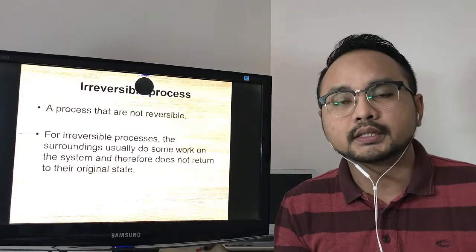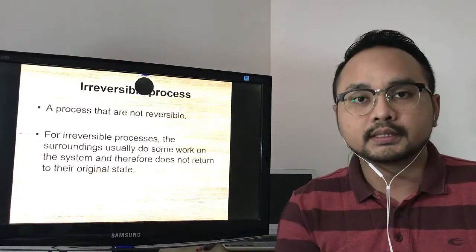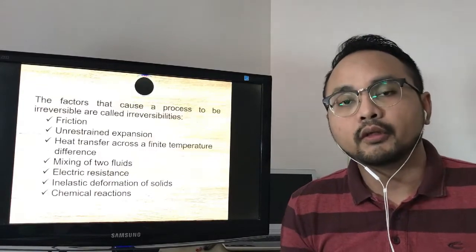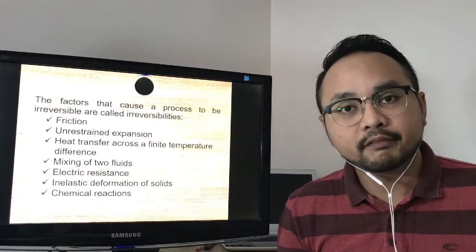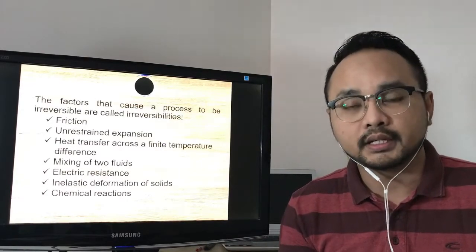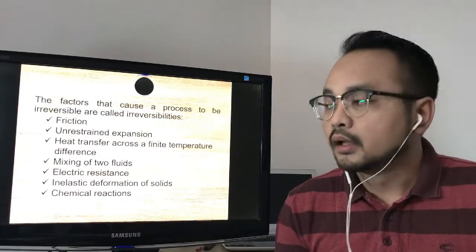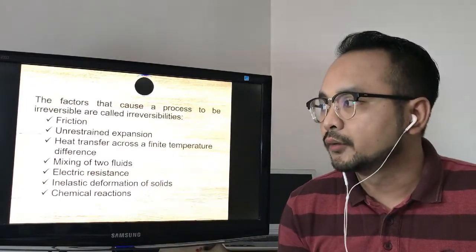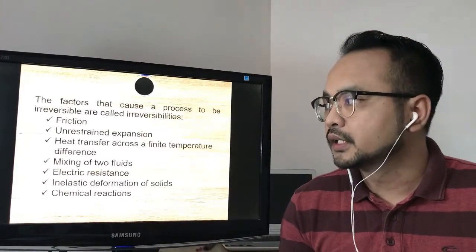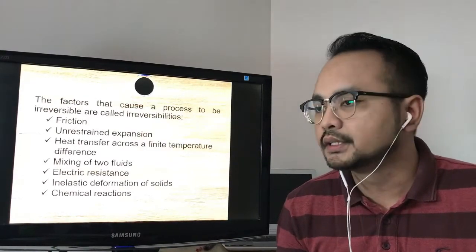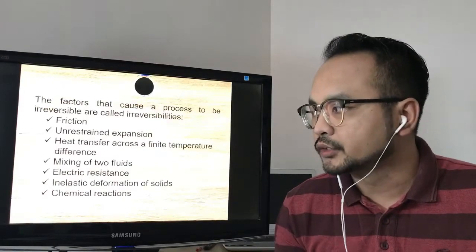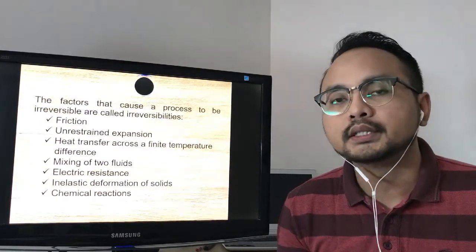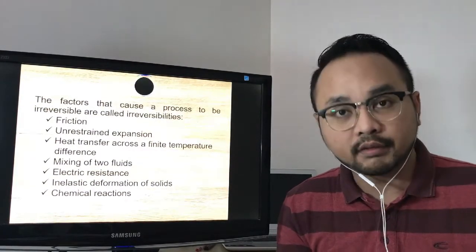In an irreversible process, the surroundings will do work on the system, but that system will not return to its initial state. There are several factors that cause an irreversible process, and we call these factors irreversibilities. Here are examples of irreversibilities: friction, unrestrained expansion, heat transfer across a finite temperature difference, mixing of two fluids, electric resistance, inelastic deformation, and even chemical reaction.